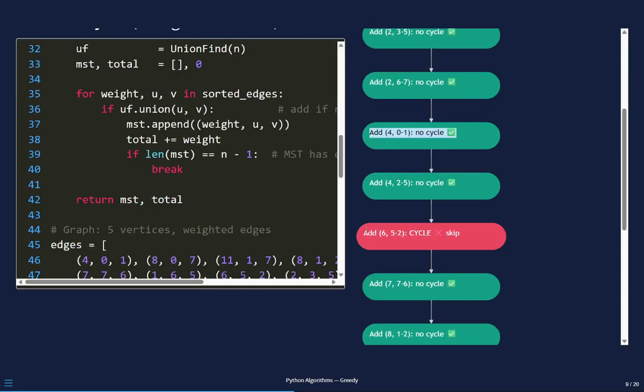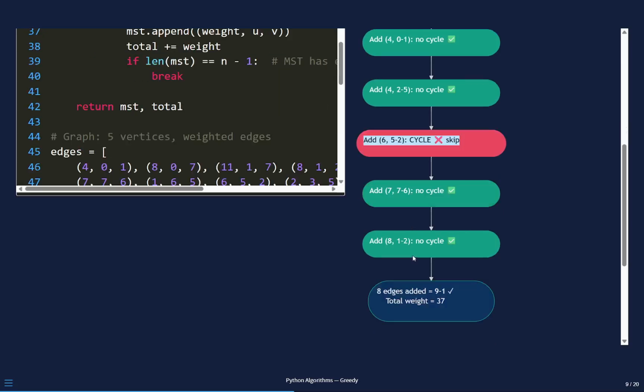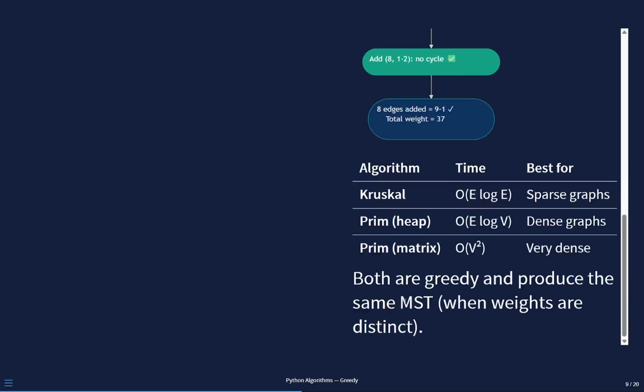When we reach edge 5 to 2 weight 6, vertices 5 and 2 are already in the same component. Skip it. It would close a cycle. Continue until n-1 edges are accepted. Total weight 37.